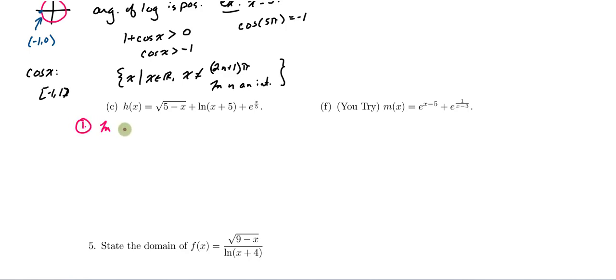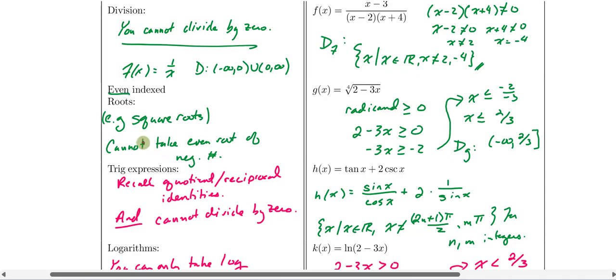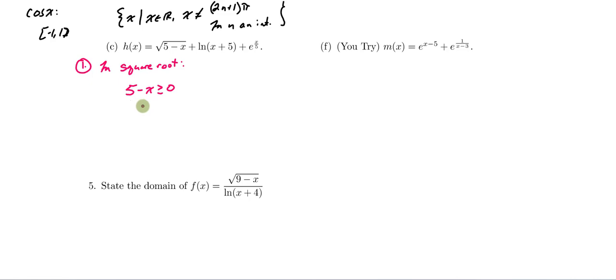So for the square root specifically, but this holds for any even-powered root, as long as the index of that radical is even, we need 5 minus x to be greater than or equal to 0. That goes back to the idea that we developed in the last video, that you cannot take the even root of a negative number. So we just set the argument, the radicand of that square root operation, to be greater than or equal to 0, which tells us minus x is greater than or equal to -5, or that x needs to be less than or equal to 5.